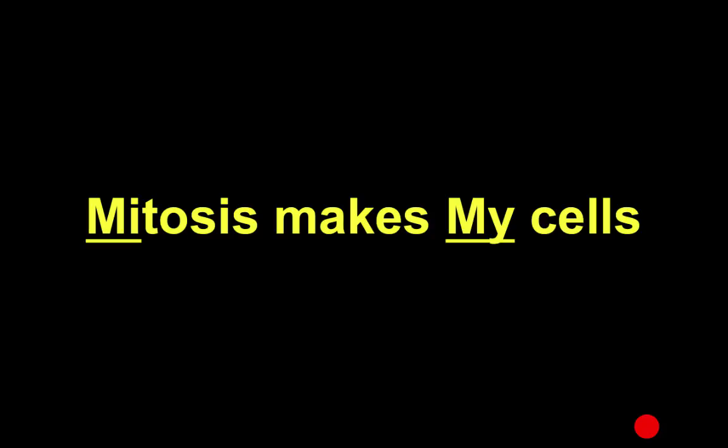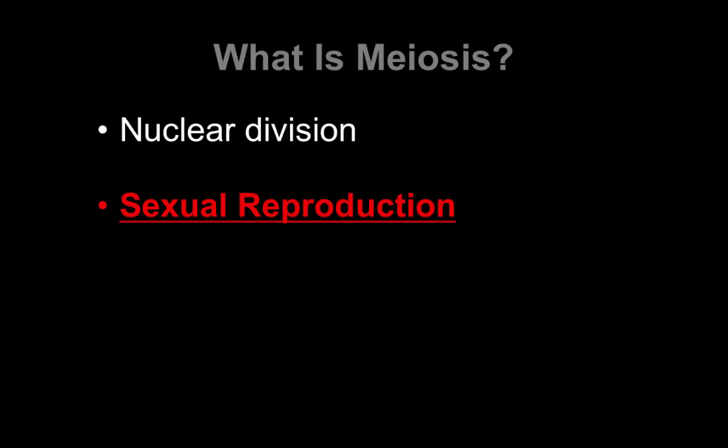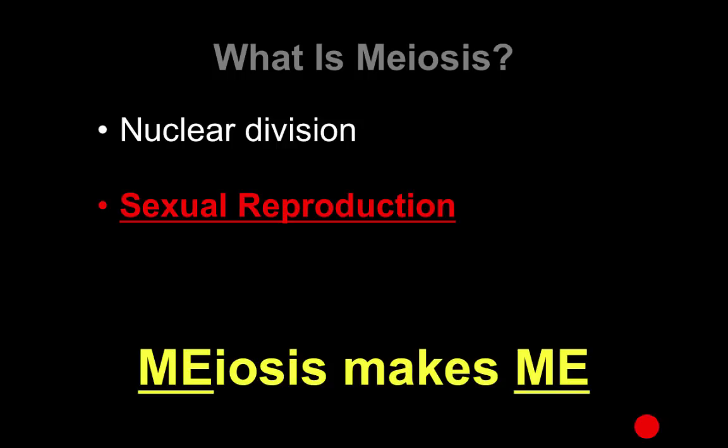So, growth, repair, replacement. Now, when we look at meiosis, meiosis is also nuclear division, but it's involved in sexual reproduction, meaning two individuals combine their genetic material to create a new unique offspring. So, I like to think of this as meiosis makes me, because we are all the products of sexual reproduction. The cells inside of me, those are made by mitosis, but me, I am made from meiosis.